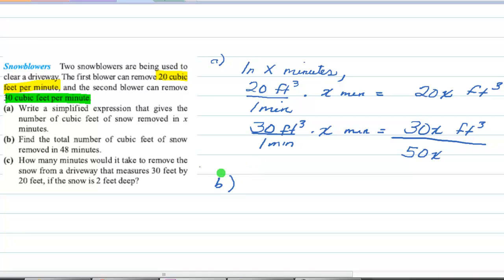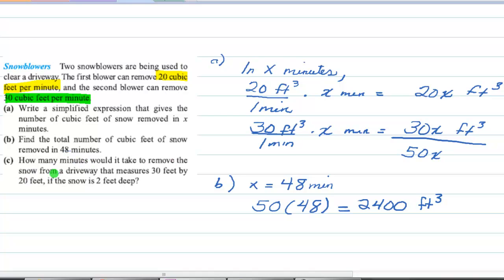In part B, we want to find the total number of cubic feet of snow removed in 48 minutes. So that tells you that x is 48. And we're going to substitute our 48 into our expression from part A. Substitute that in for x, and that's going to give us how many cubic feet of snow the 2 blowers can remove in 48 minutes. And so 50 times 48, well, that's equal to 2,400. So 2,400 cubic feet of snow get removed in 48 minutes by the 2 blowers.